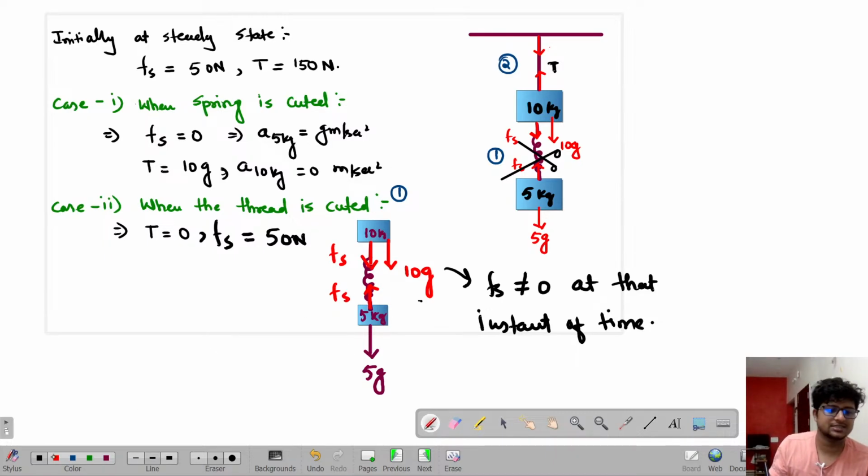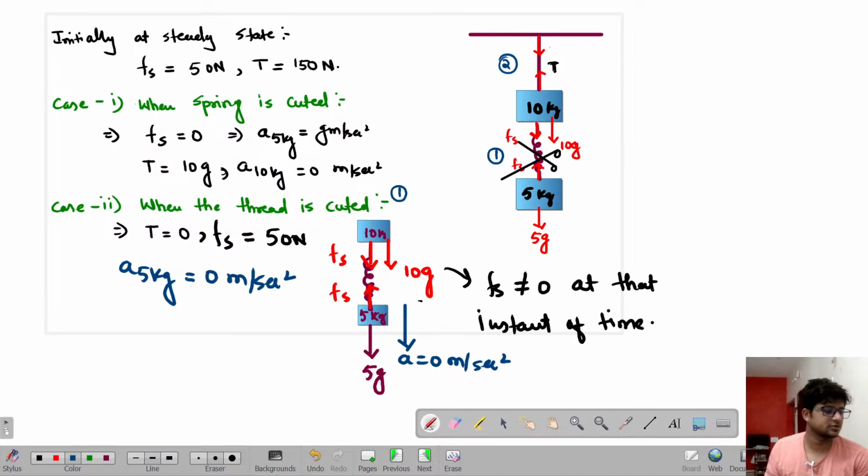So if I look into the acceleration of 5 kg, this acceleration of this block is simply equal to 0 meter per second square. It is at rest at that instant of time. Acceleration of 5 kg will come as 0 meter per second square. Does that make sense, yes or no?